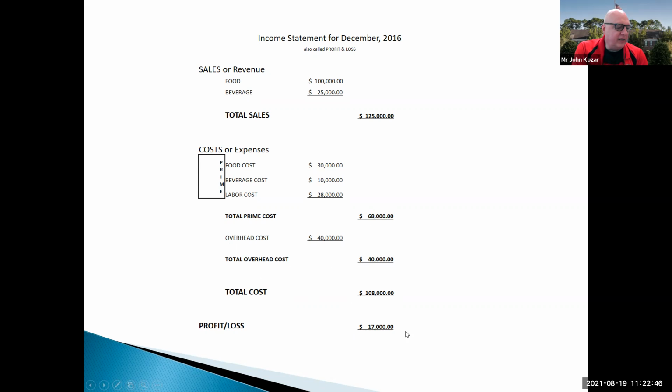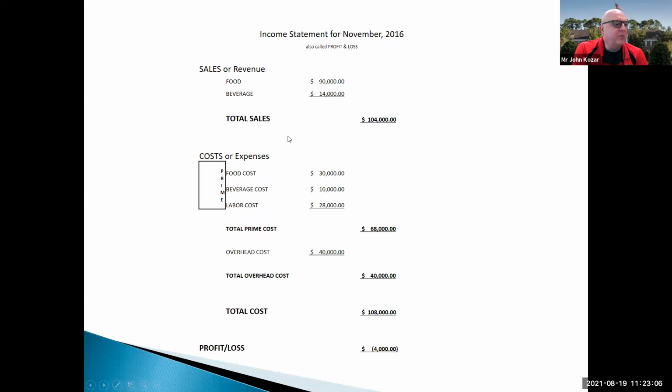And then we calculate our profit by taking our sales of 125,000 and then subtracting the total cost of 108. That's how we get $17,000. Okay, so this is for the month of December.